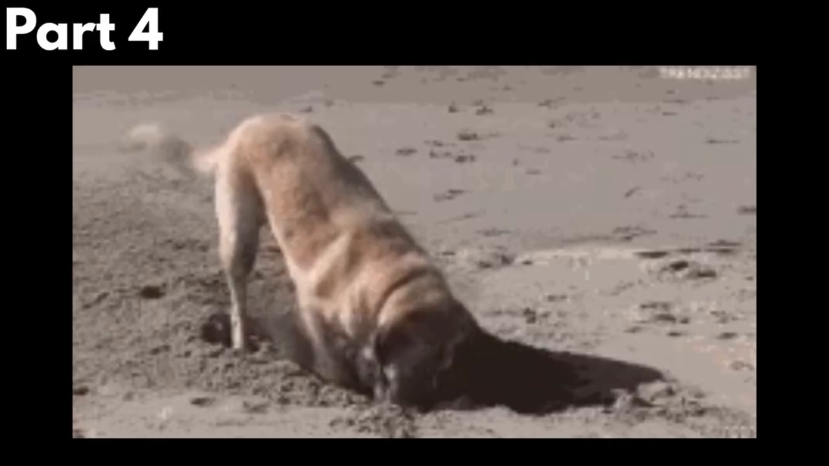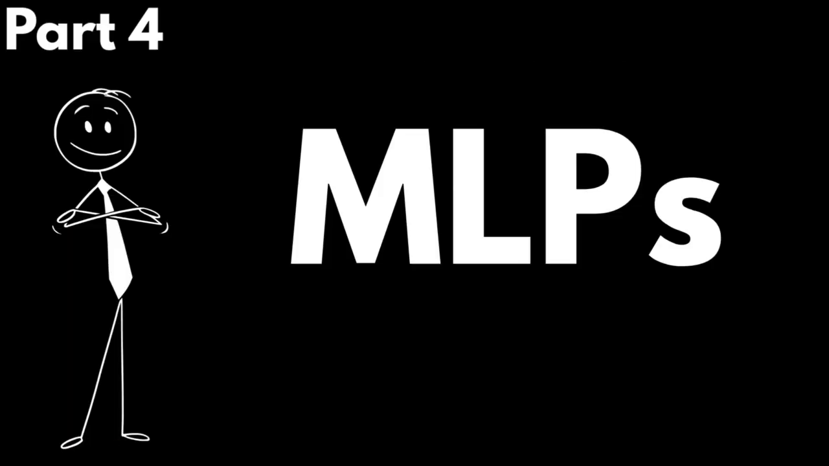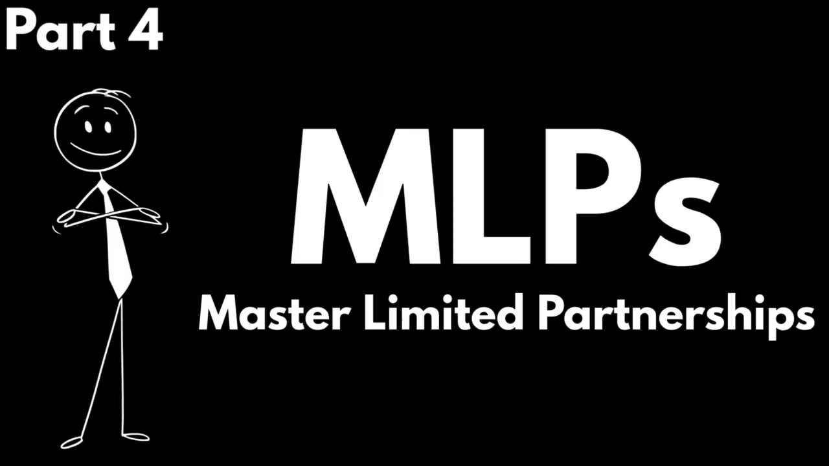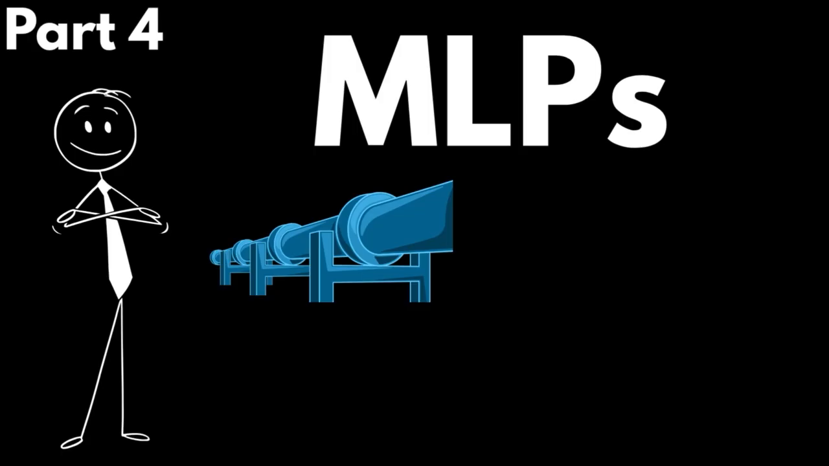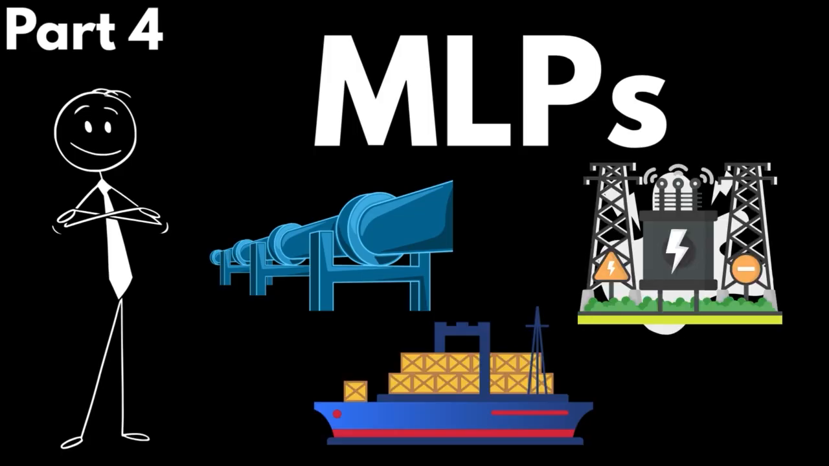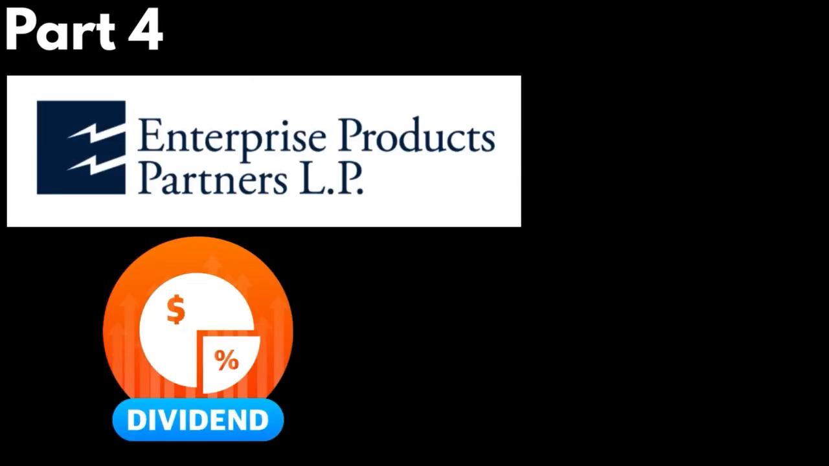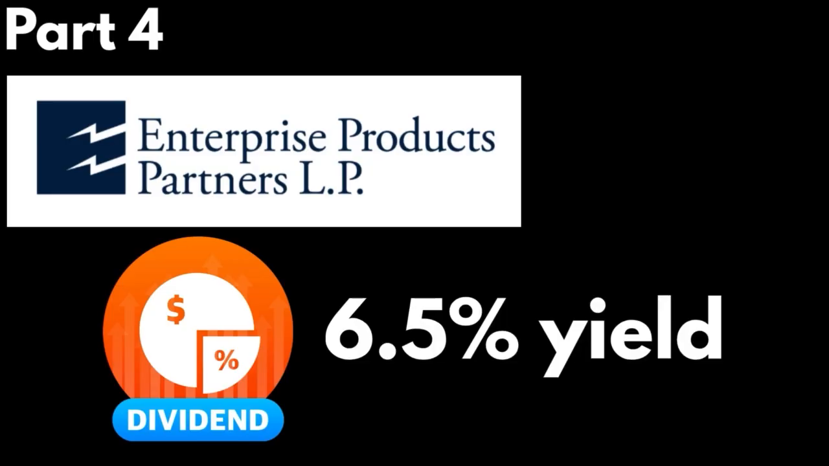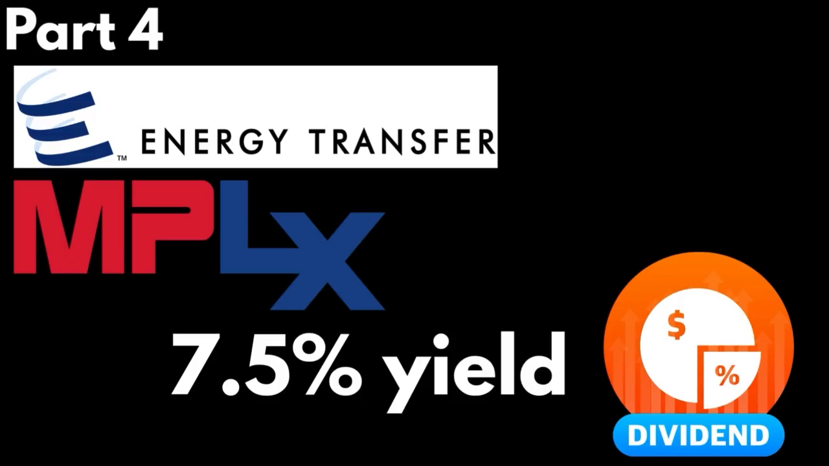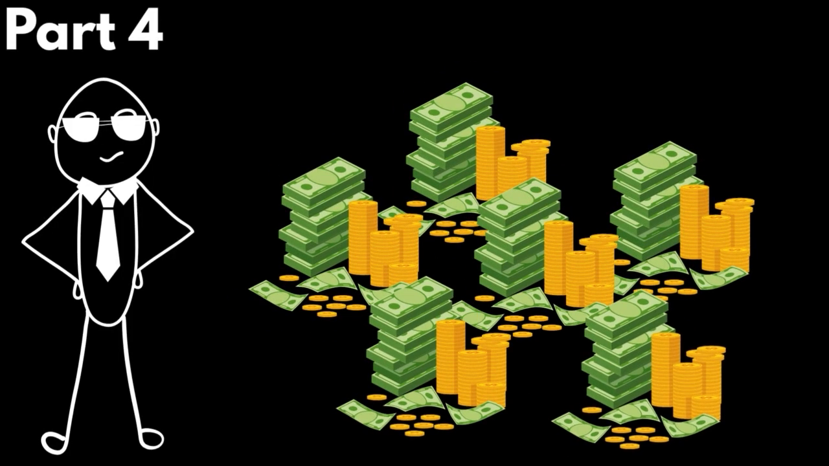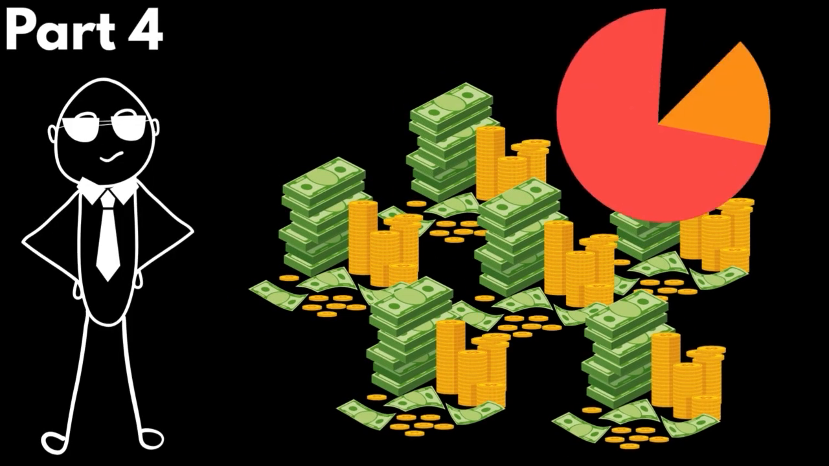Want to go even deeper? Enter the world of MLPs, Master Limited Partnerships. These are energy infrastructure plays. Pipes, storage, logistics. Enterprise Products Partners is a favorite, yielding about 6.5%. Same for Energy Transfer, and MPLX kicks it up to around 7.5%. These companies are built to generate cash, and they pass a lot of it to you.